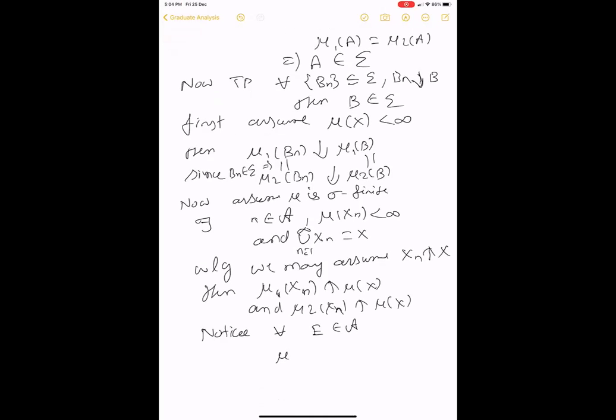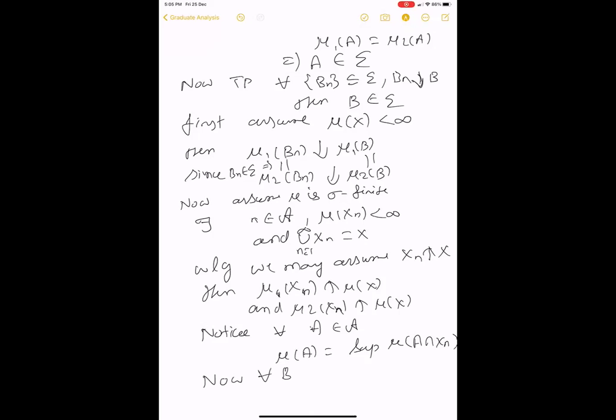Now for any A, mu of A is equal to the supremum, or the limit, of mu of A intersection Xn. That is clear by what we have observed earlier. So this A intersection Xn is finite, because A intersection Xn will increase to A. Because of that, mu of A equals the supremum of mu of that.